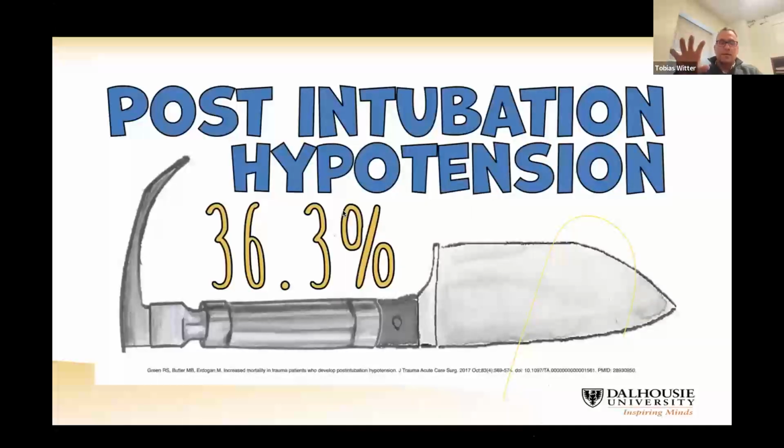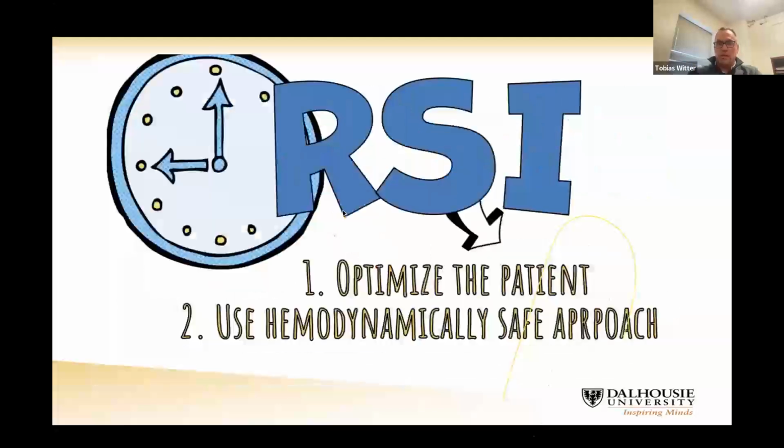So it does matter if you do your job well in the beginning, making sure that you resuscitate your patient, making sure that you have vasopressors ready when you intubate, and avoid that post-intubation hypotension, choose the right drugs. So again, our RSI that we often use in trauma patients needs to be resequenced a little bit. We need to optimize the patient first if we can. If there's an airway issue, we obviously need to secure the airway. But if we have time, we optimize the patient and then use a hemodynamically safe approach to intubate our patients.